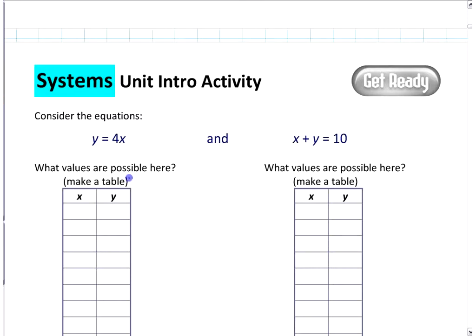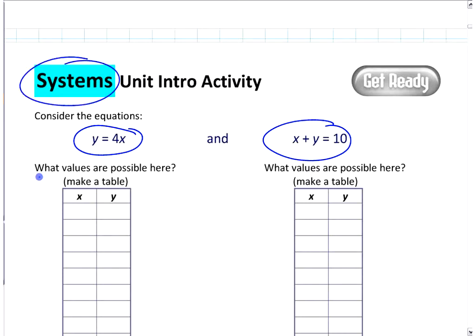You've spent a lot of time working with linear functions. Each of these is a linear function. What we're doing in this unit is called systems of linear equations or linear functions. A system of equations is when you think of two equations together.